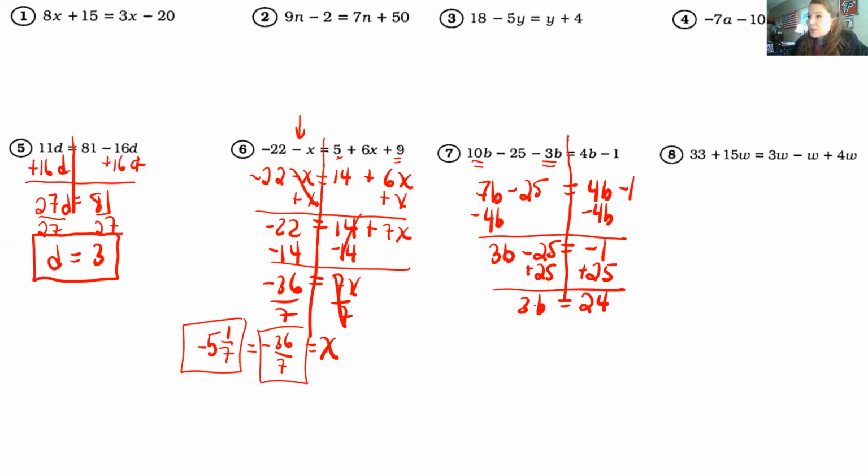The opposite of times 3 is divided by 3. And b is equal to 8. And of course, I can check my answer to make sure that's correct.